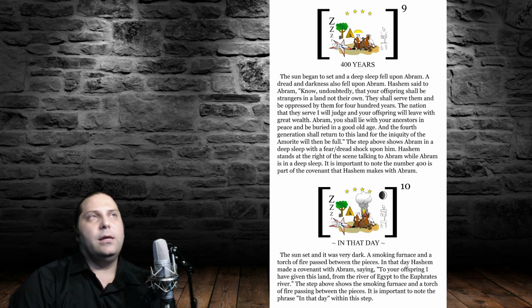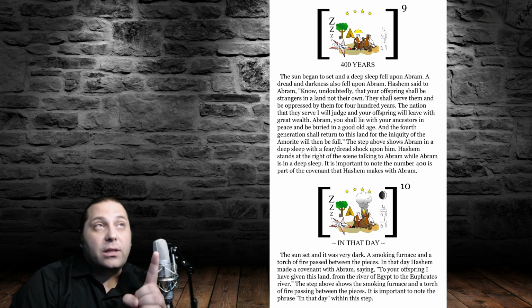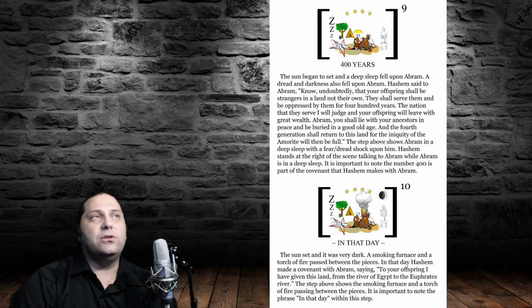Step 9. The sun began to set, and a deep sleep fell upon Abram. A dread and darkness also fell upon Abram. Hashem said to Abram, "Know undoubtedly that your offspring shall be strangers in a land not their own. They shall serve them and be oppressed by them for 400 years. The nation that they serve I will judge, and your offspring will leave with great wealth. Abram, you shall lie with your ancestors in peace and be buried in a good old age. And the fourth generation shall return to this land, for the iniquity of the Amorite will then be full."